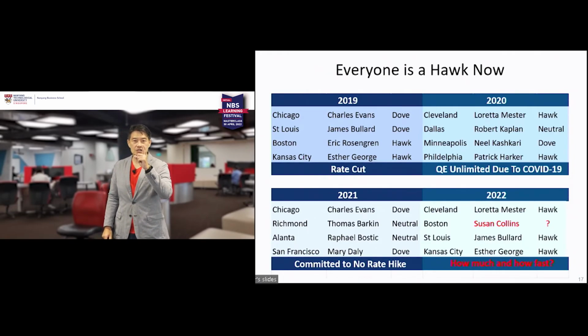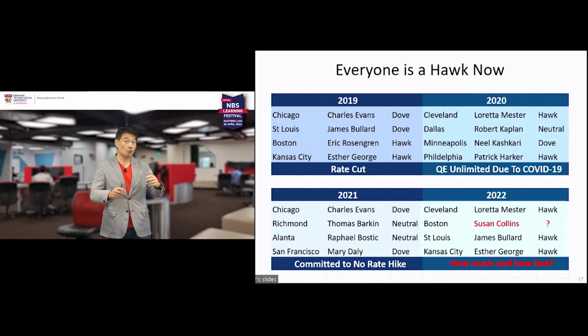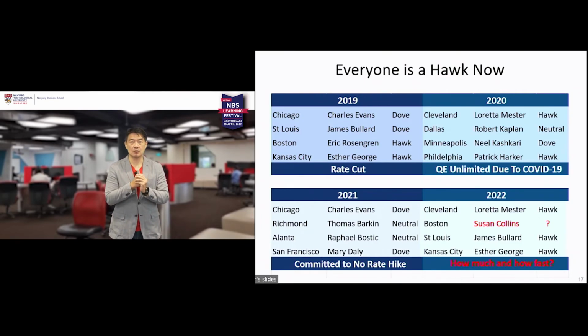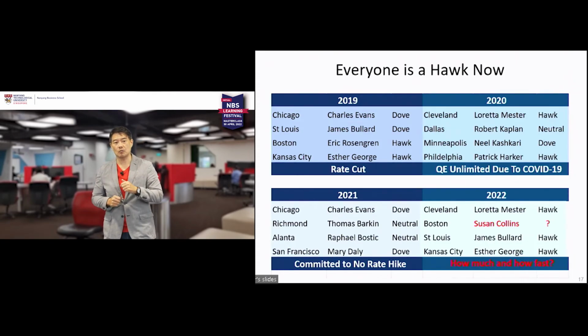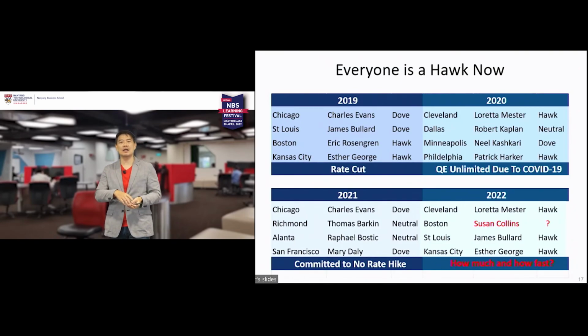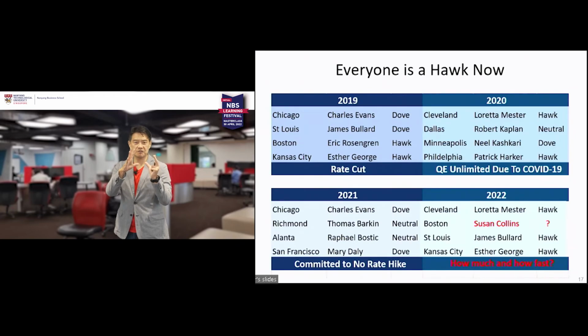But why was the Federal Reserve so slow to act in 2021, last year, when we already saw inflation higher? When the Federal Reserve kept talking about transitory, why were they such a staunch believer of transitory? Because if you look at 2021, you have Charles Evans, here's a dove. You have Thomas Barkin, here's a dove. You have Bostic, he's a dove. You have Mary Daly, they are all doves. So in 2021, the Federal Reserve was very dovish.